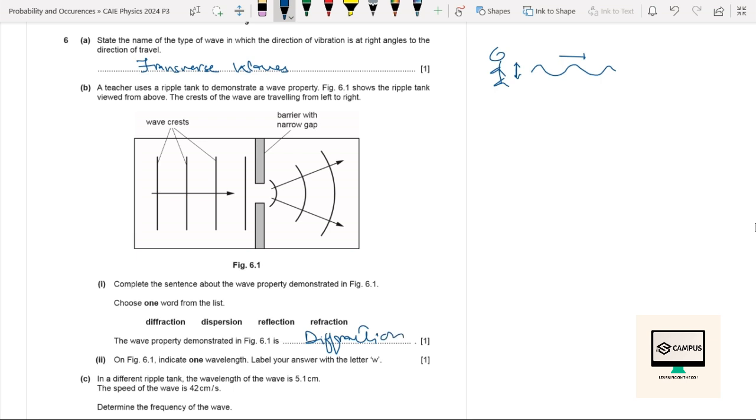On figure 6.1, indicate one wavelength. Wavelength is the distance between two consecutive crests or troughs. We have highlighted that there. So this is one wavelength.